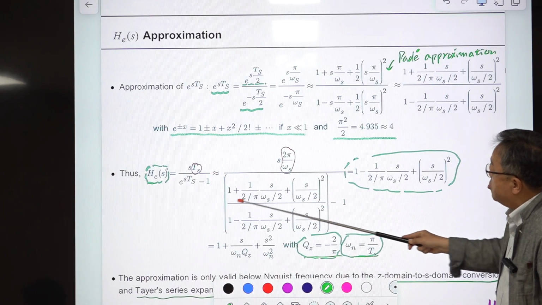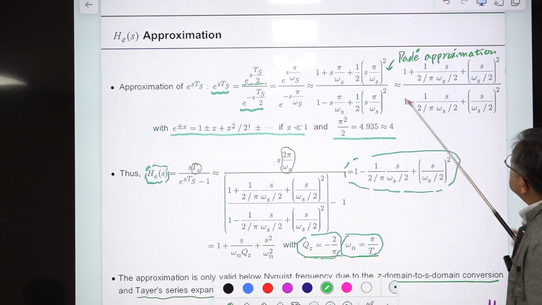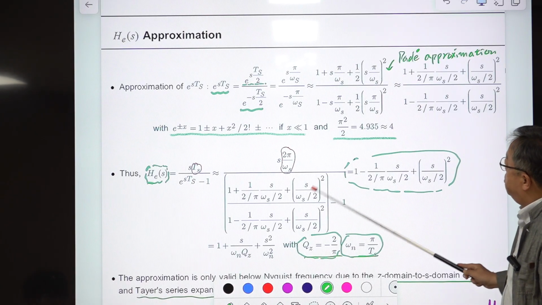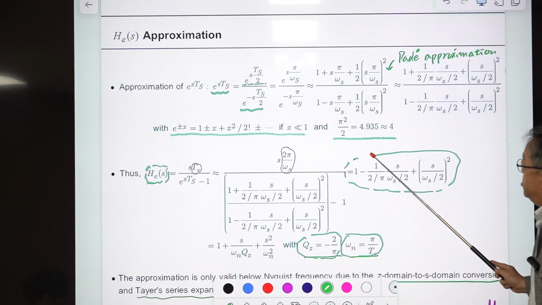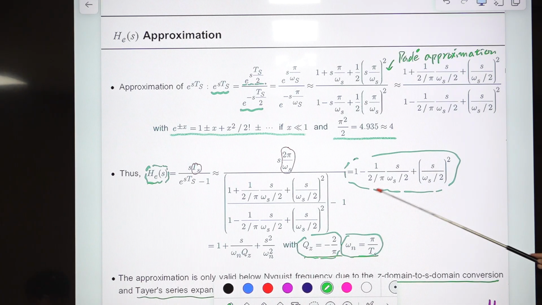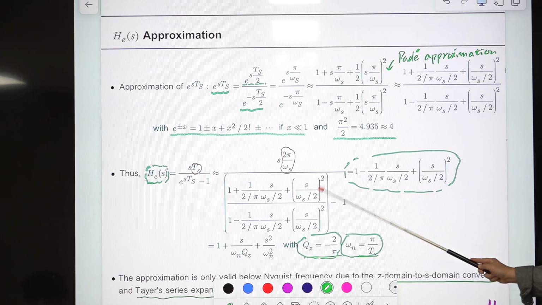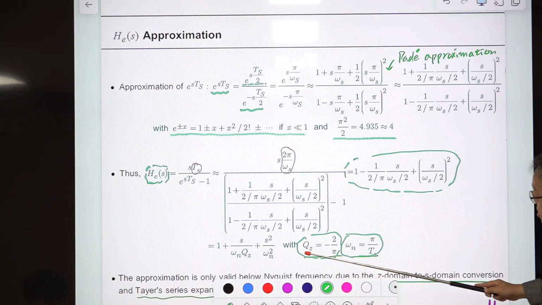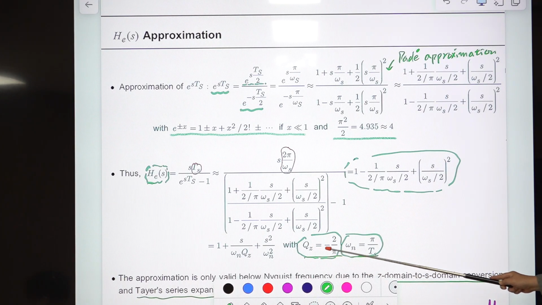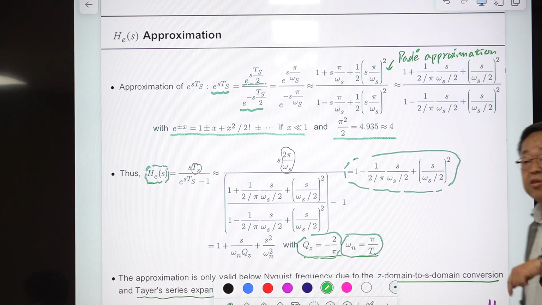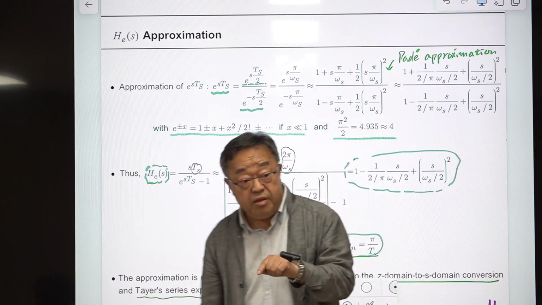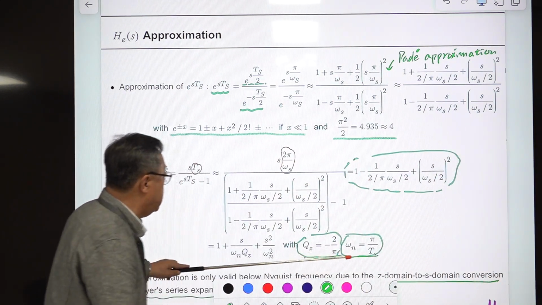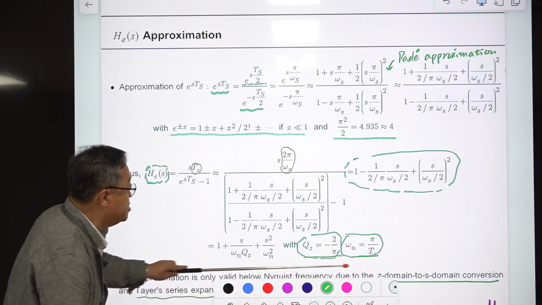You have this, and this is converted with this, and you have this one in the denominator, which is this, and -1. You simplify this, and this is the exact expression. Then it is converted with this, and here QG is -2 divided by pi. So it has a negative quality factor. So this is a double zero, but the zero is appearing in the right half plane. And this is omega n.